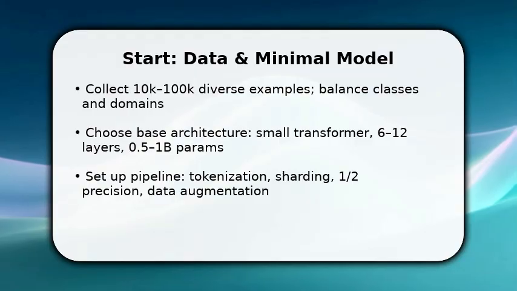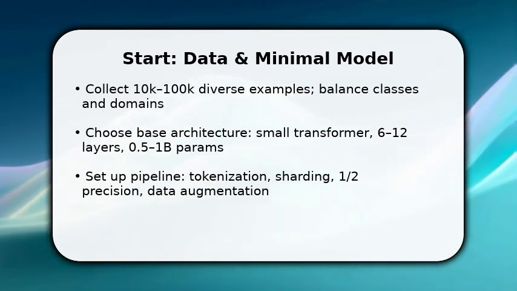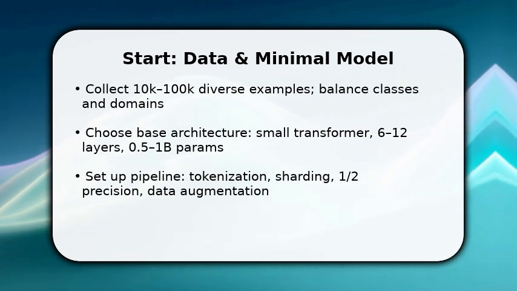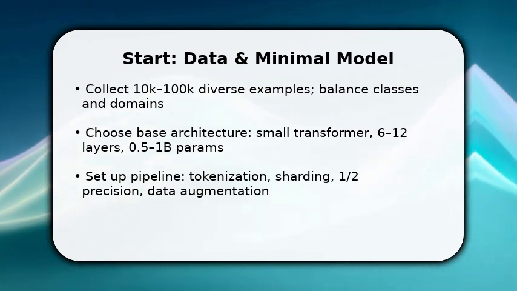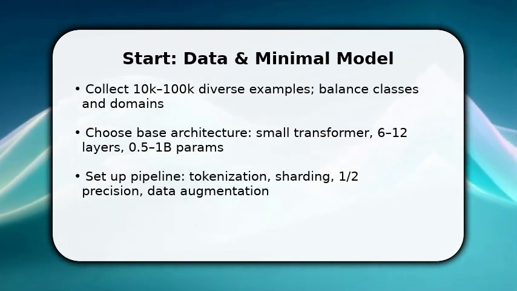Enjoy the video. You begin by securing quality data and a runnable model quickly. First, curate 10K to 100K representative samples and deduplicate obvious noise. This cuts training waste. Then pick a small transformer backbone so you can iterate fast.